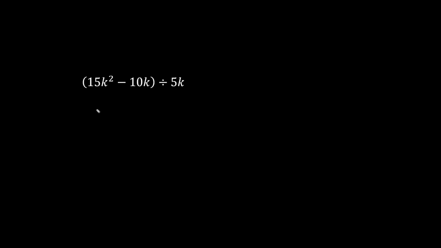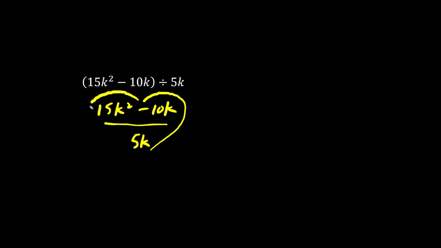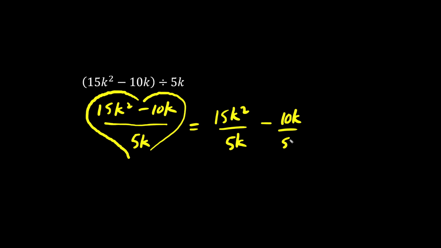Let's rewrite this question as 15k squared minus 10k, all divided by 5k. And we see a heart of love here. When we see this shape where the numerator has 2 parts and the denominator has 1 term, we can split it as follows. 15k squared divided by 5k, and there's a minus sign here, 10k over 5k.